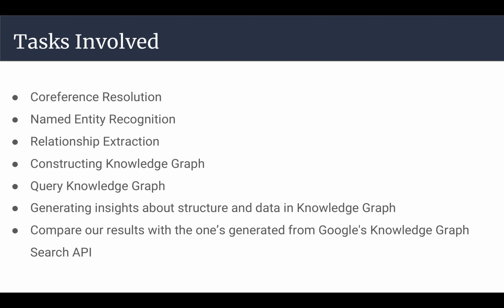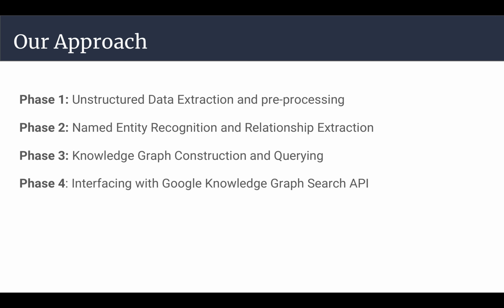In order to reach our goal, we perform the following tasks which I'll be discussing in detail. We observed 4 milestones before starting the project. First was to select the dataset and to pre-process it. Then finding the entities and recognizing the relationship. Then comes knowledge graph construction and interfacing with the Google Knowledge Graph Search API.